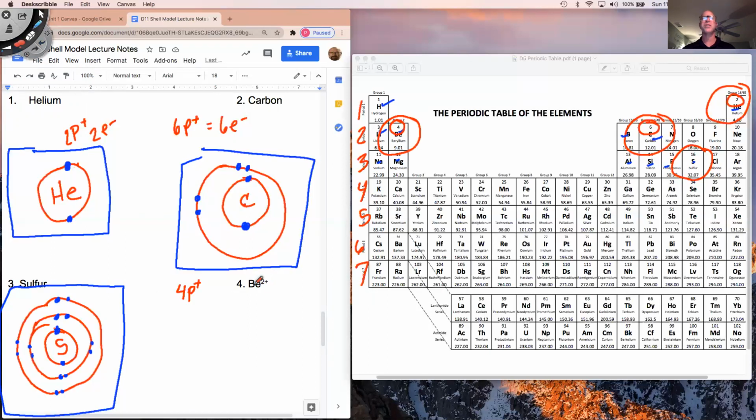What does that +2 charge mean? That +2 charge means there's 2 more protons than electrons. Since beryllium always has 4 protons, and there are 2 extra protons instead of electrons, we must have 2 electrons. Mr. P, whoa, slow that down. It's okay, we've done it before. So let's take a look. I'm going to come up here.